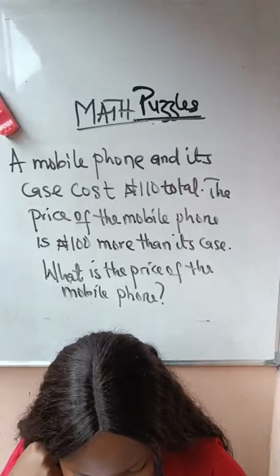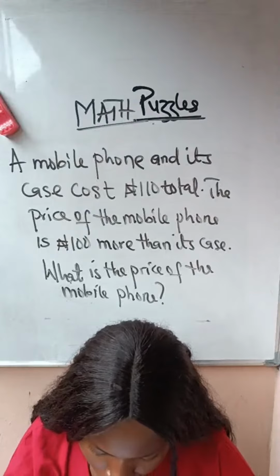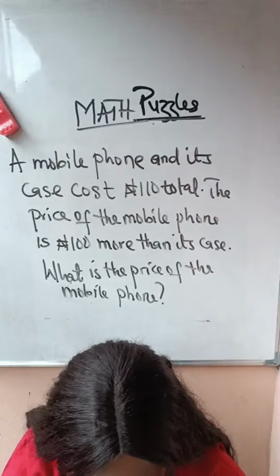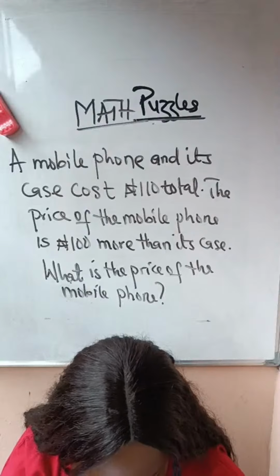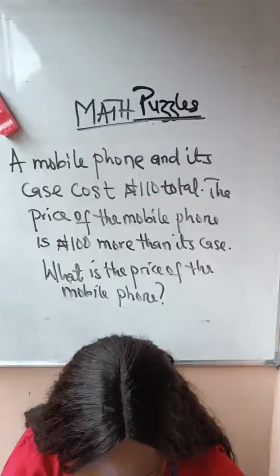We are going to make use of, this is a word problem. So it is a word problem, and Tropical says 105 naira.